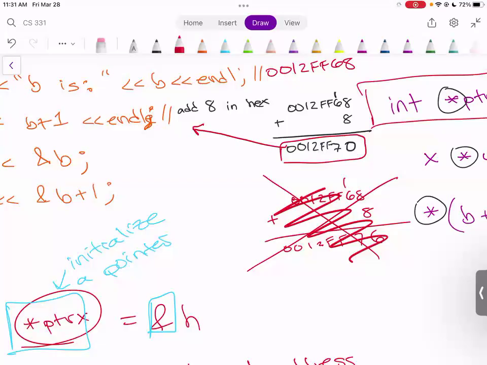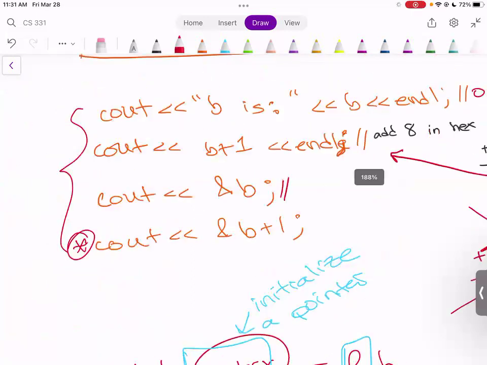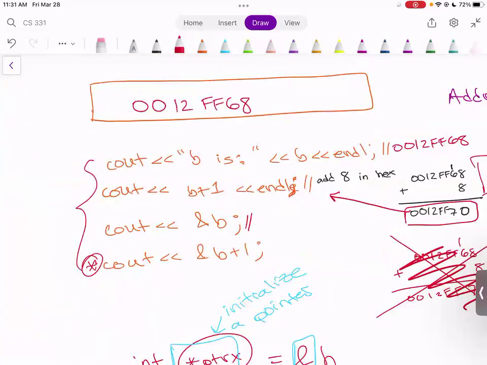Great. Let's move on to ampersand B. What is that? That would just be the address. Good. Which address are we talking about? 0012FF68. Good.